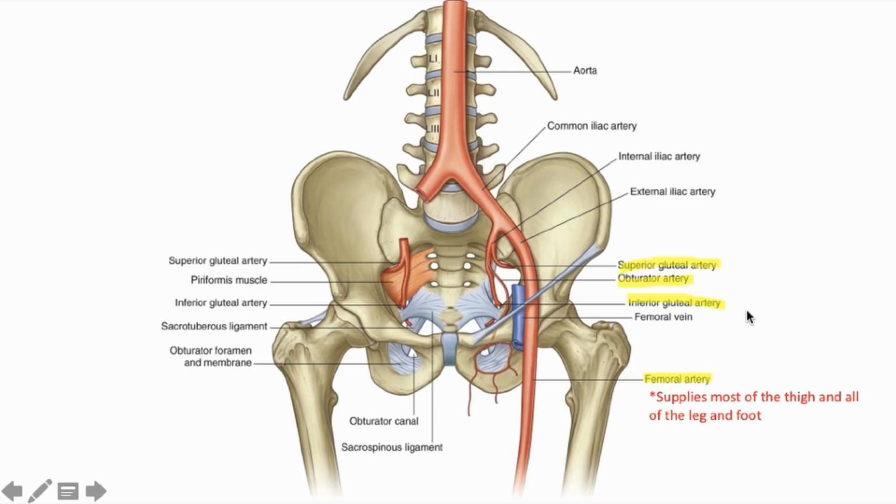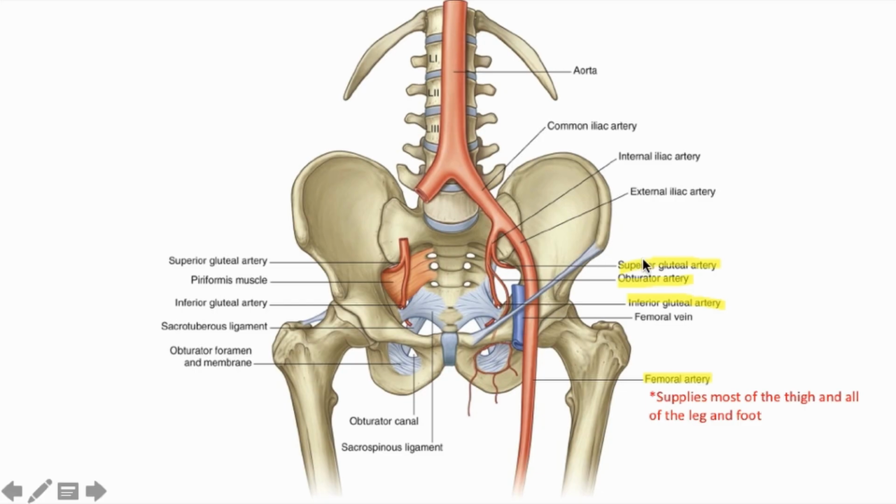When we talk about the femoral artery, we know that it's the major artery supplying the lower limb. It's a continuation of the external iliac artery above the inguinal ligament. And the branches supply most of the thigh and all of the leg and foot.